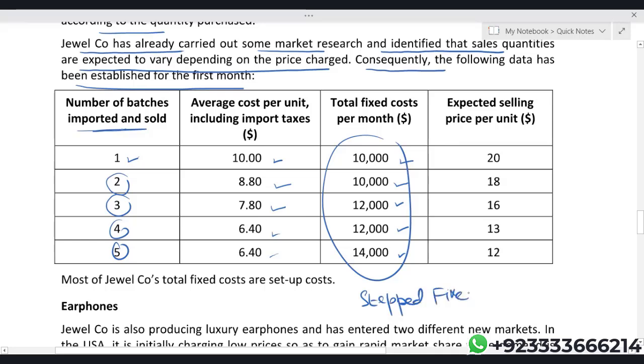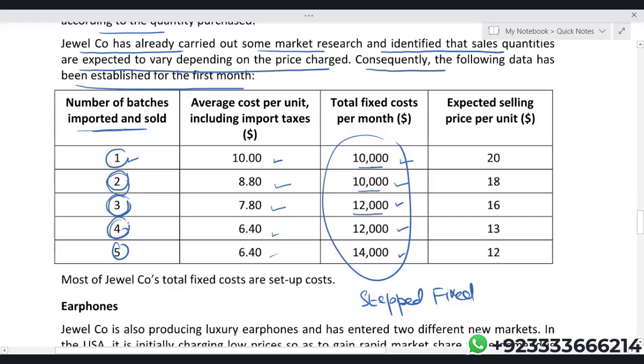Actually, step fixed cost means which remains same for a certain range. As soon as your activity level increases, the step fixed cost also increases, which we can see here. If you are just dealing in one batch, your fixed cost is 10,000 per month. If you are dealing in 2 batches, your fixed cost is still 10,000 per month. But as soon as you exceed 2 batches, you go to 3 batches, your fixed cost becomes 12,000.